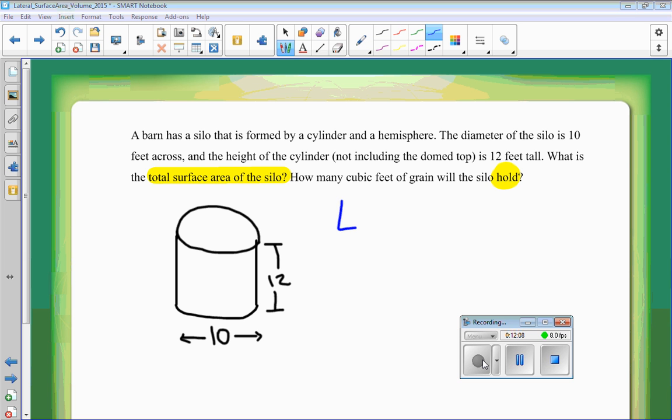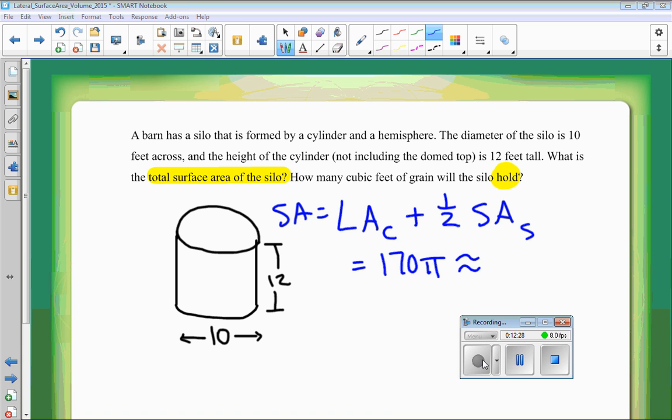So we're going to do the lateral area of the cylinder plus half of the surface area of the sphere. Does that make sense? Okay? So that's what we're really looking for here, and that's going to be the total surface area. And when I did that, I ended up getting 170 pi, which is the exact answer, or 534 feet squared.